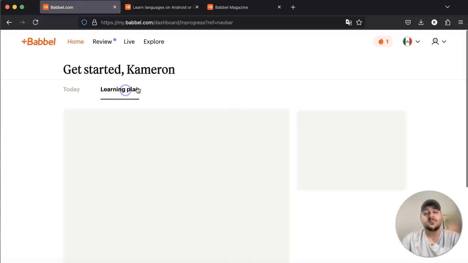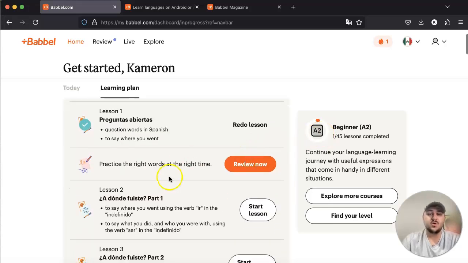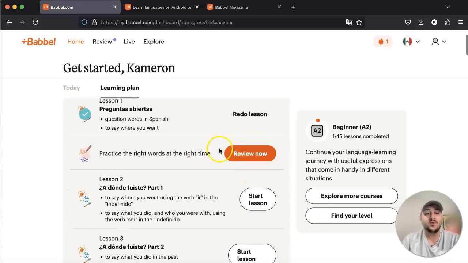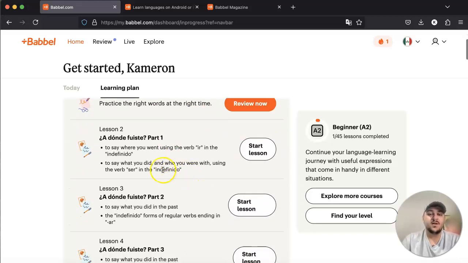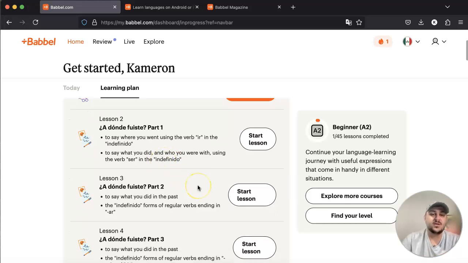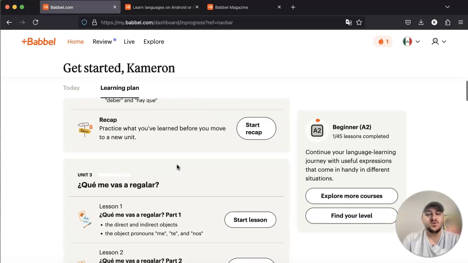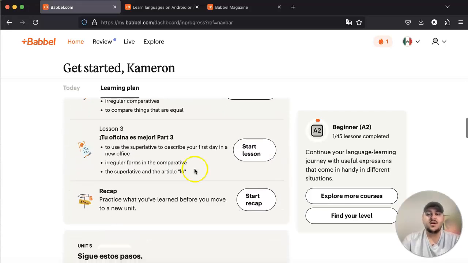It even offers the learning plan. So Unit 1, I started with preguntas abiertas, question words in Spanish. You can review it after you've done it. And then, of course, start the next lesson in the sequence. There's a recap at the end. And then, of course, moving on to different units. You can also explore more courses. The Find Your Level option is how you find what level of the foreign language you are at.